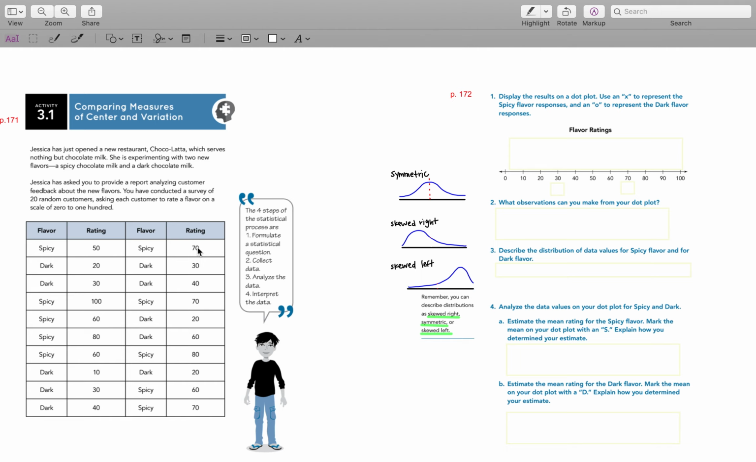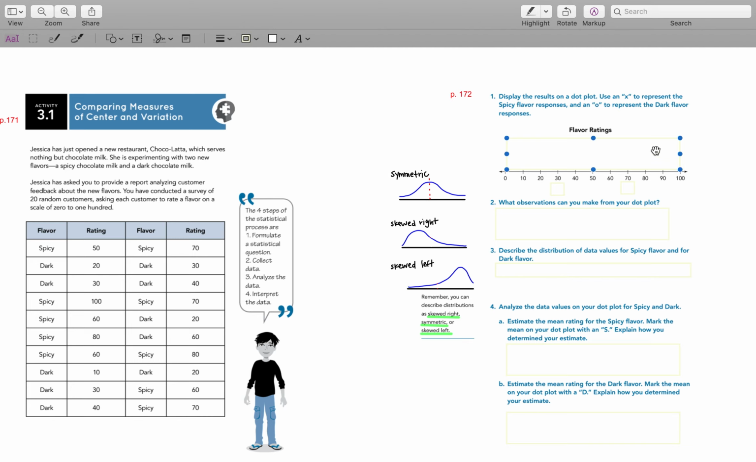And spicy 70, so where you see 70, you're going to put X because X represents spicy and O represents dark. So dark is O 20, so we're going to put an O above 20 here, which I'm going to be showing you guys in a bit, but 30, so we're going to put O above 30 and X above 100 for spicy and so on. So go ahead and pause the video and fill that out on your own.